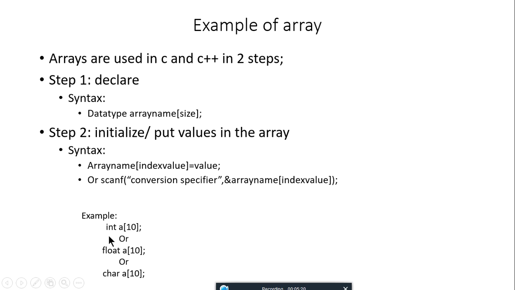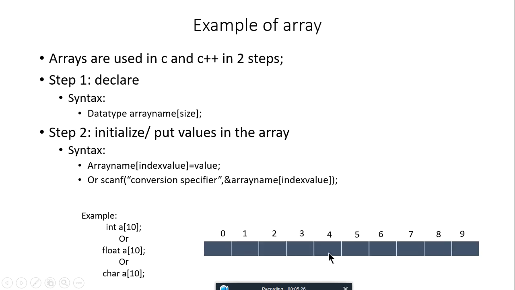You can say int, you can say float, you can say character, any data type of your choice. Once you do this, an array block similar to that will be created for you, starting from 0 and going to n minus 1 size, that is 9. So I have given the size 10, so 10 minus 1, 9 memory size will be allocated or created for you.